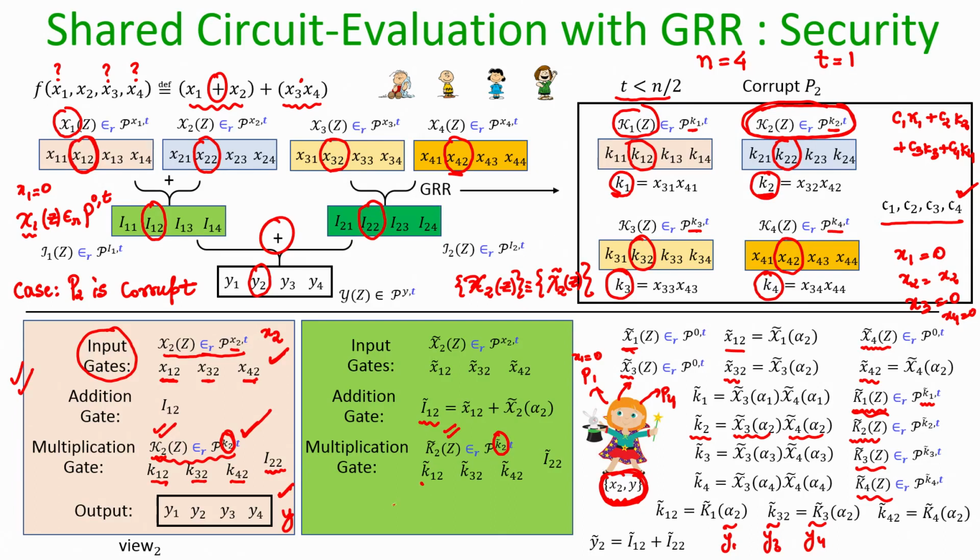The simulator cannot just write down some arbitrary y shares here, because even if they lie on a t degree polynomial, its constant term may not be y. And that will be a contradiction to the claim that the simulated view is identical to the real view, because in the real view the property of this vector of y shares is that they interpolate to the function output y.